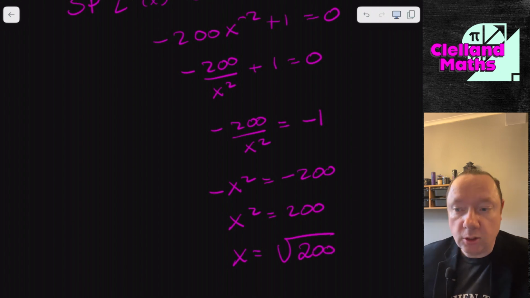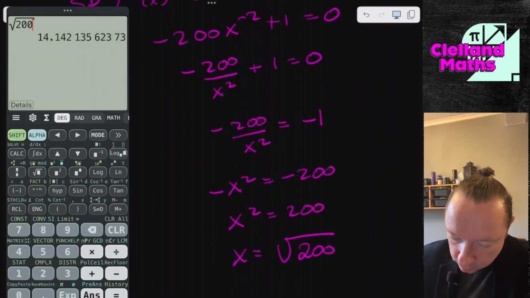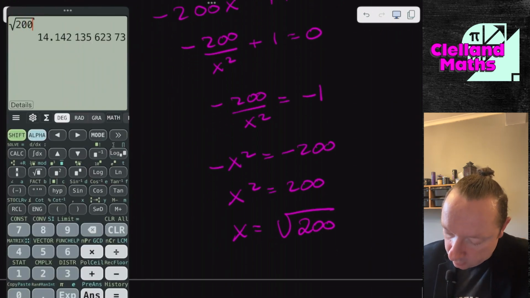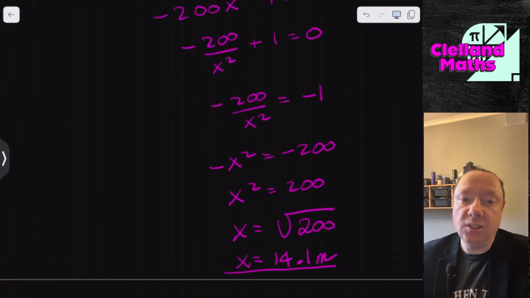Now, the square root of 200 isn't a square number, so I'm going to use a calculator for this and assume that we want a decimal number. So square root of 200, let's say 14.1. So x equals 14.1 meters. We now need to just check, is that a max or a min?